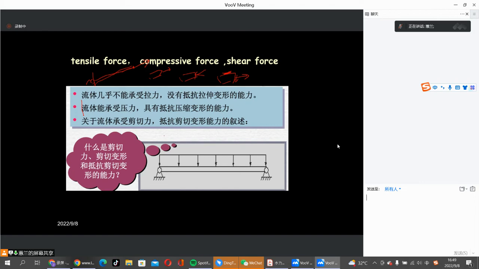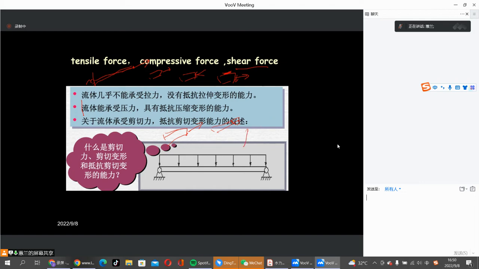Just like for this cylinder, this is the original length, and we apply a tensile force and it gets stretched. We have this linear deformation, right? And for compressive force, it will also have linear deformation. But for the shear force, we have the shear strain.